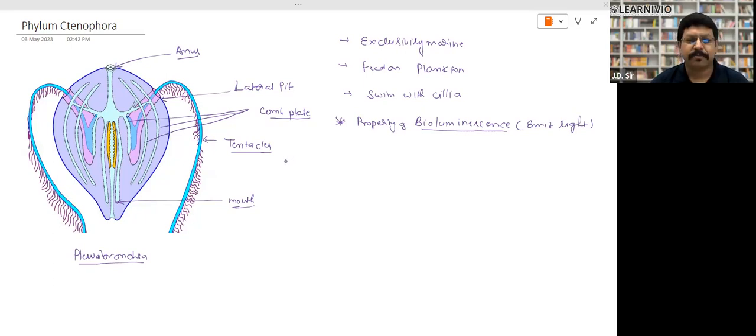And there are some chapters from which, I think, once in 5 years you will get a question, like the chapter on improvement of the crops and all that.